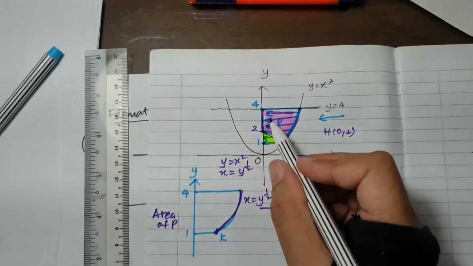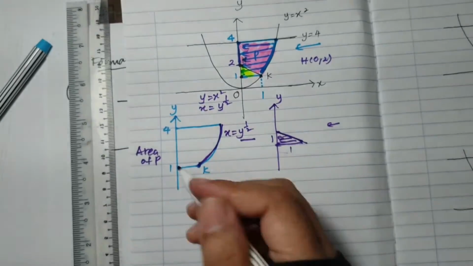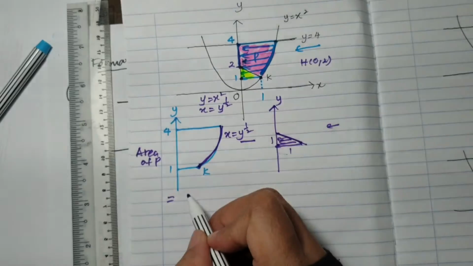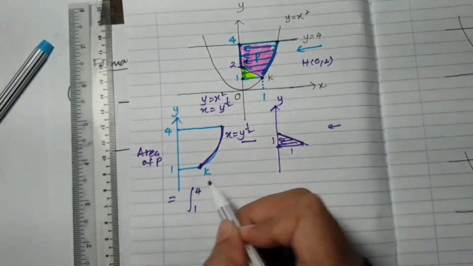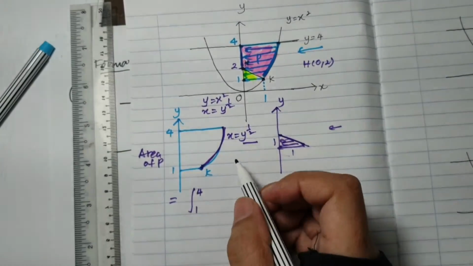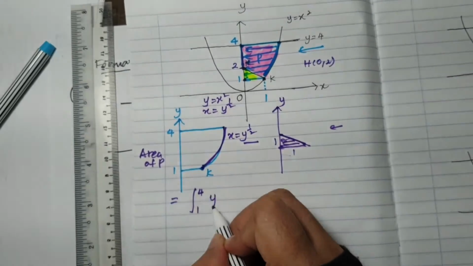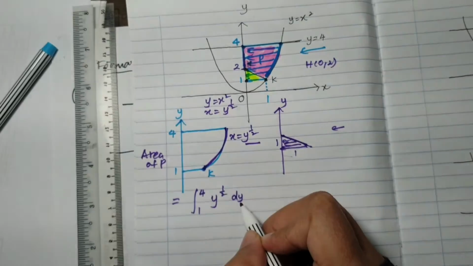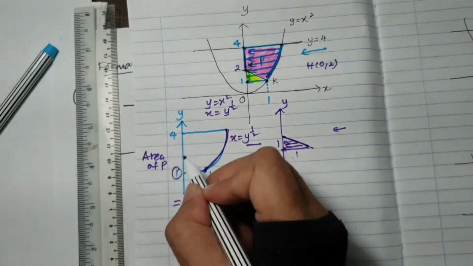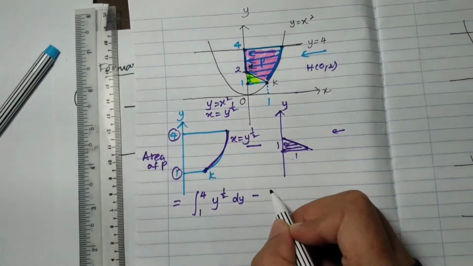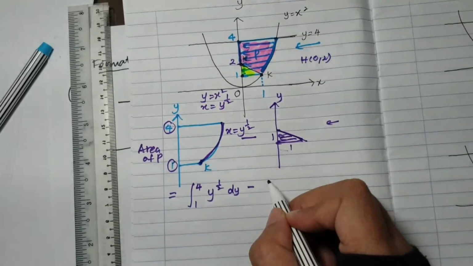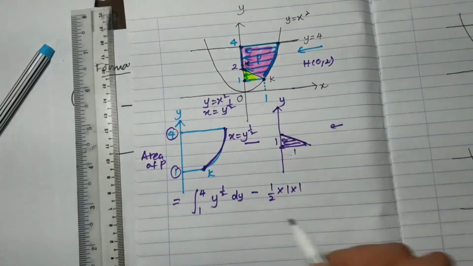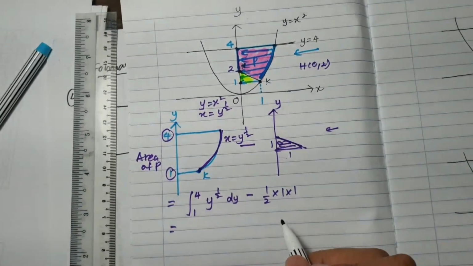Okay, this part. Okay, so we take limit for this one, this region, limit from 1 to 4. Now you make x as your subject, so your equation is in terms of y, and of course dy. Okay, because bounded by y-axis, so that's why the limit is on the y-axis. Minus dengan area of the triangle here, half. The base is 1, the height is also 1. Okay, so let's integrate this function.